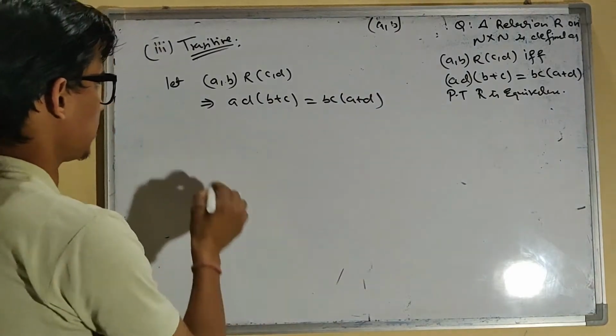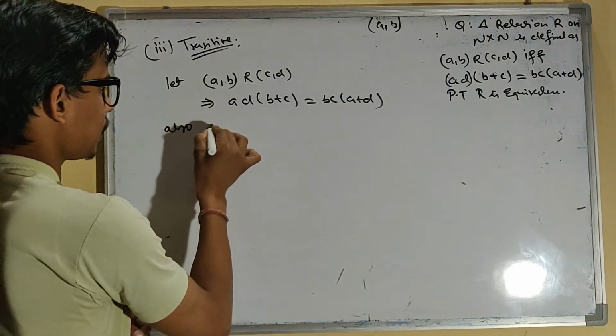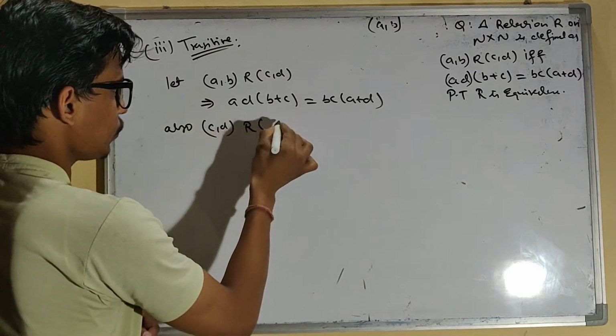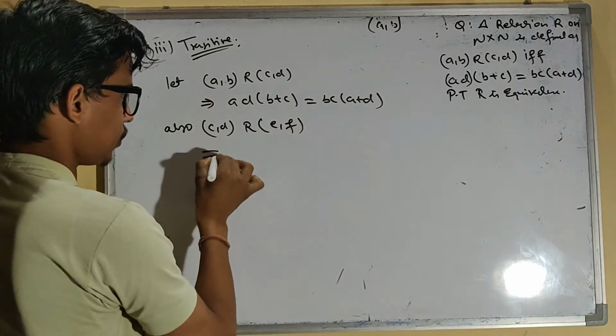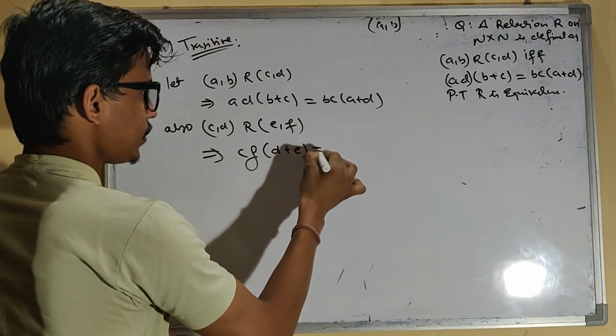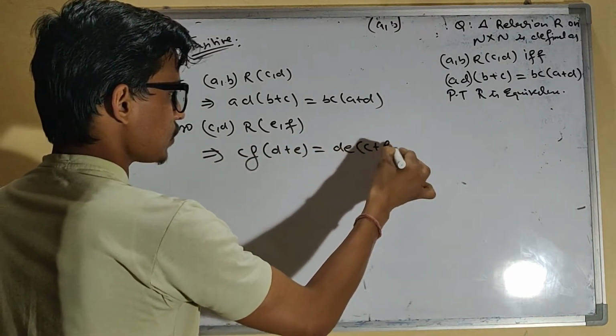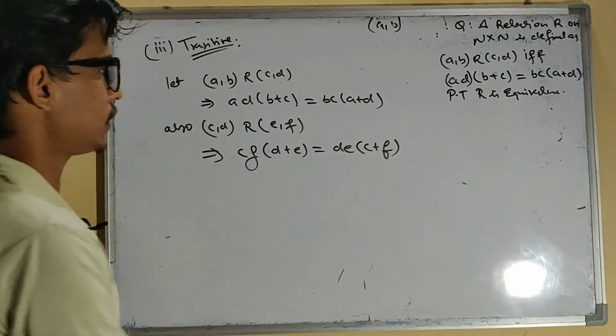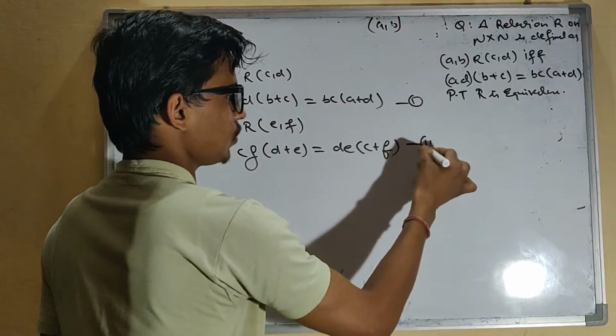Okay, so this implies this. Now also let (c, d) be related to (e, f). Now this implies that cf(d + e) = de(c + f). This is equation number 1 and this is equation number 2.